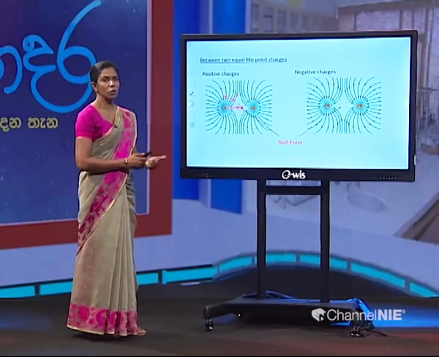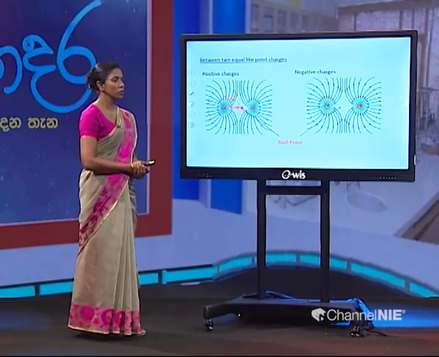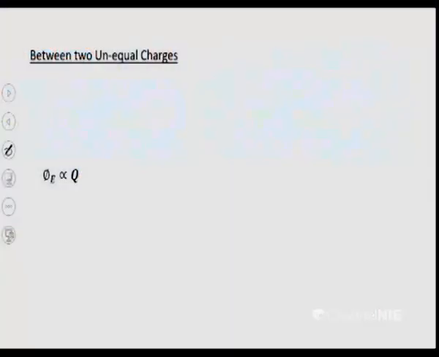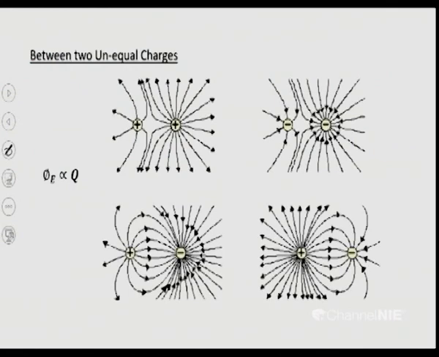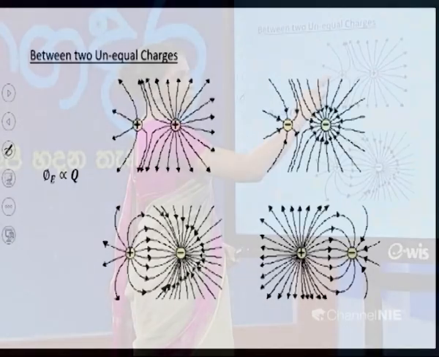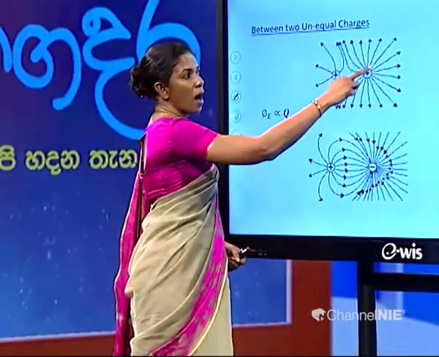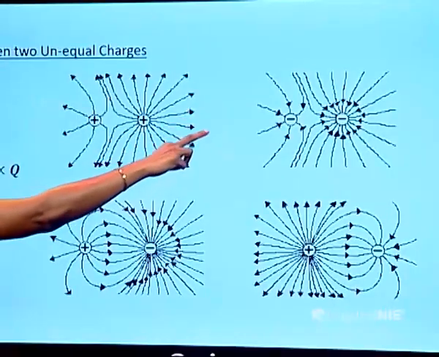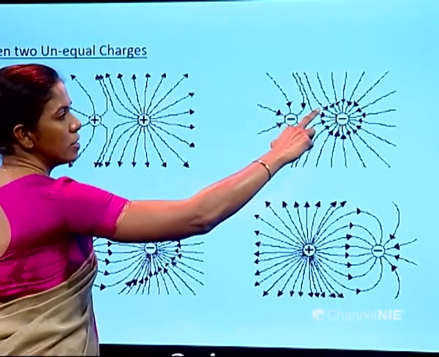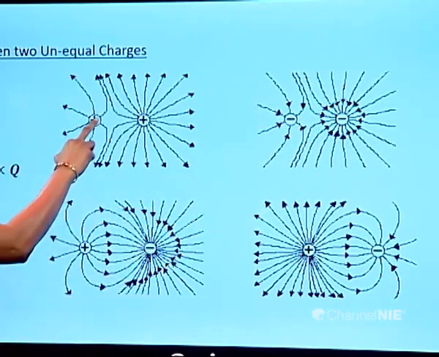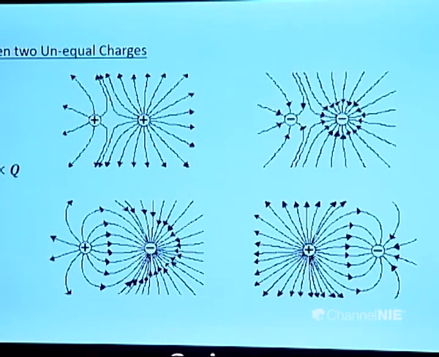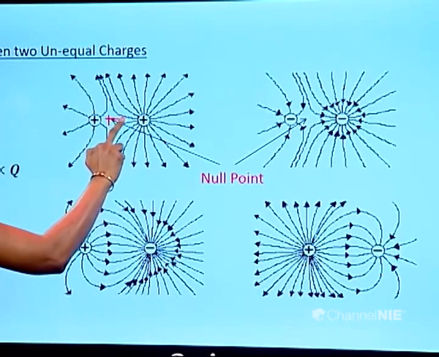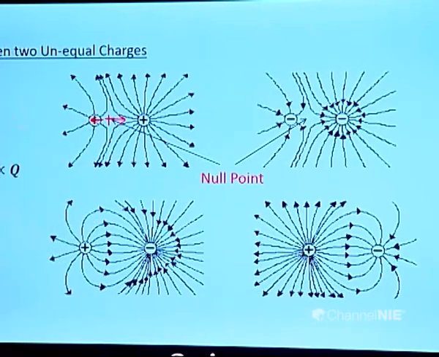So, if I further move on to consider two unequal charges, look at this, they are positive charges, but the charge here is higher. So, you draw more number of flux lines. A null point still appears, because if you keep a test positive charge, that repulsion and that repulsion can nullify each other.